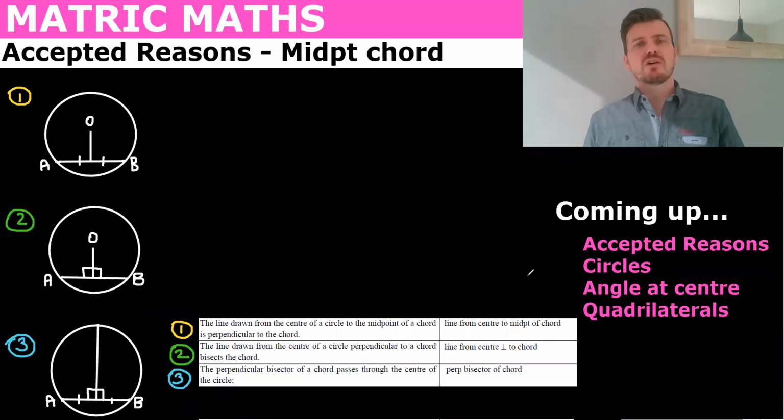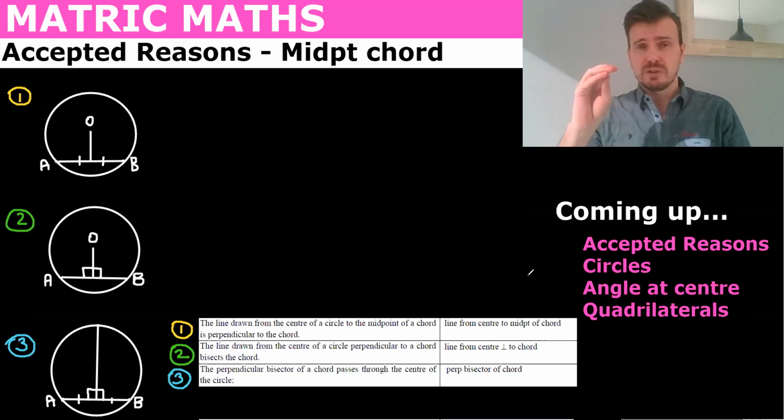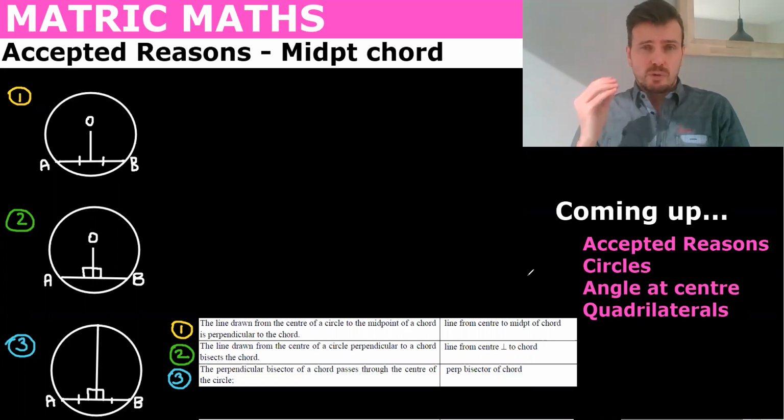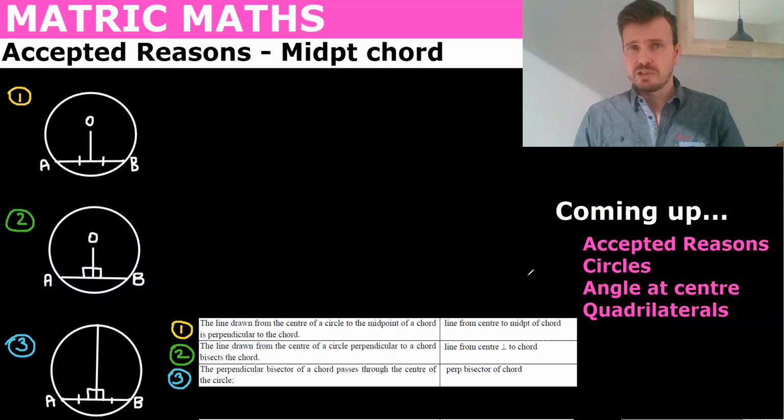Today we are carrying on with the accepted reasons for geometry. So we are doing today the midpoint chord theorem. Now this is not the proof of the theorem. I have done a video on the proof, which you need to know for your final exam. So I'm going to put a link to that video if you're looking for the proof for the midpoint chord theorem. Now, we need to know the accepted reasons so that when we work out various things during our circle geometry matric paper 2, we want to put the correct reasons.